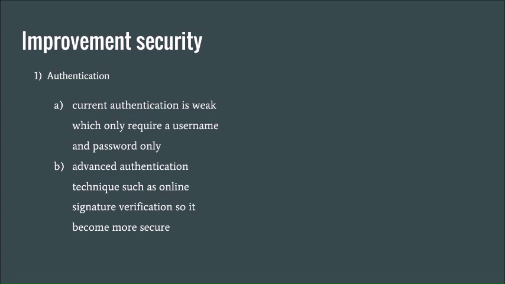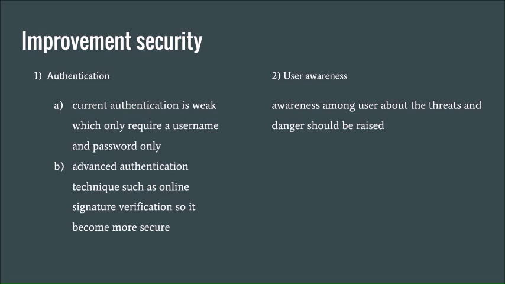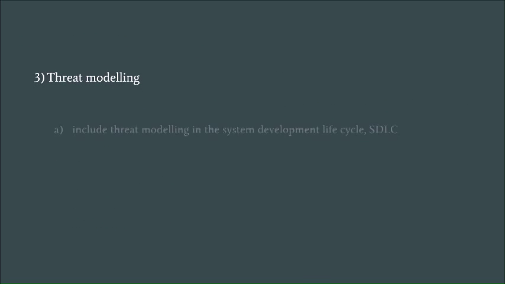For the improvement security section, first is authentication. Current authentication is weak, which only requires a username and password. So, advanced authentication techniques such as online signature and verification can make it more secure. For user awareness, awareness among users about the threats and dangers should be raised.